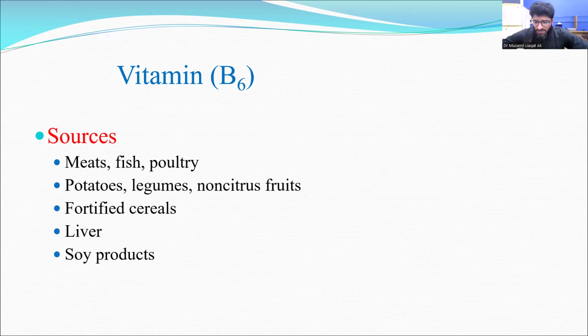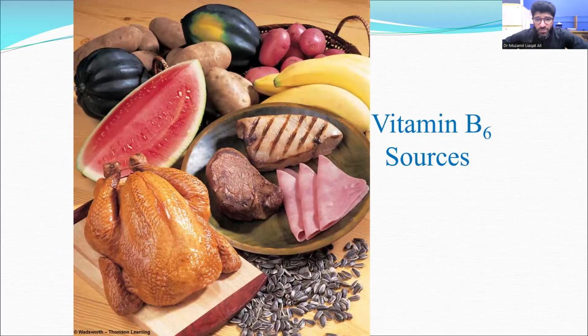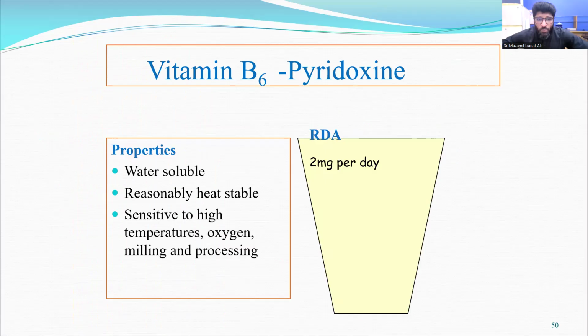Now, the sources of vitamin B6. Vitamin B6 is present in meat, fish, bananas, whole grain, and as you know, a balanced diet usually covers all the requirements related to the B6 vitamin, right? As you can see on your screen, that is showing the major sources of vitamin B6. What about the properties? Let's have a look at the properties of vitamin B6. The properties are water soluble, reasonably heat stable, sensitive to high temperatures, oxygen, milling and processing. And the recommended daily allowance is 2 mg per day.